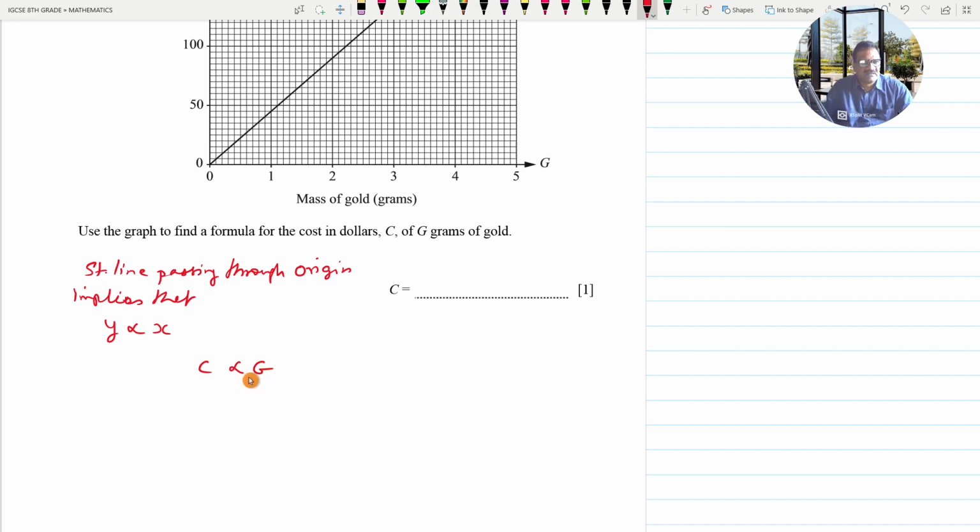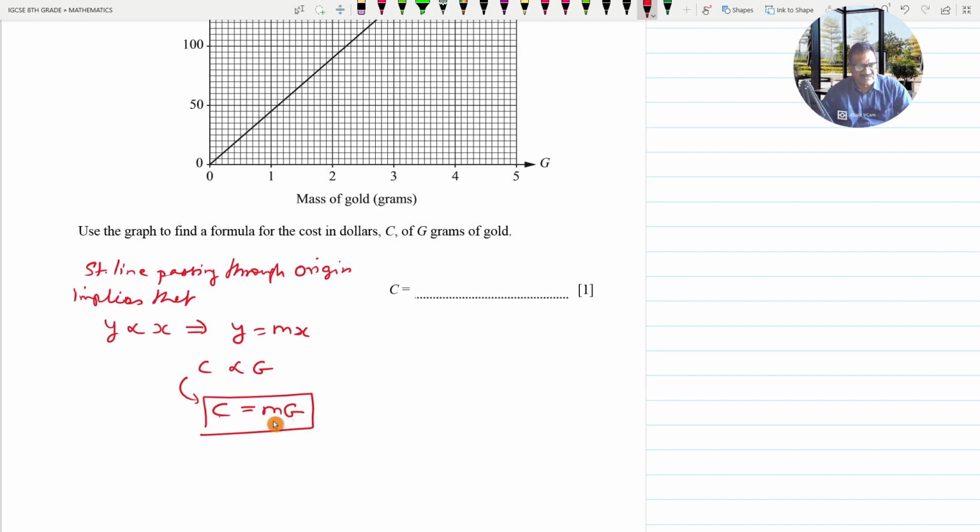Now the equation of this line is y is equal to mx, because it is passing through the origin, there won't be any y-intercept, so there won't be any c. So y is equal to mx, this is the formula. Taking c in place of y, c will be equal to mg. This will be the general formula connecting the cost and the mass.